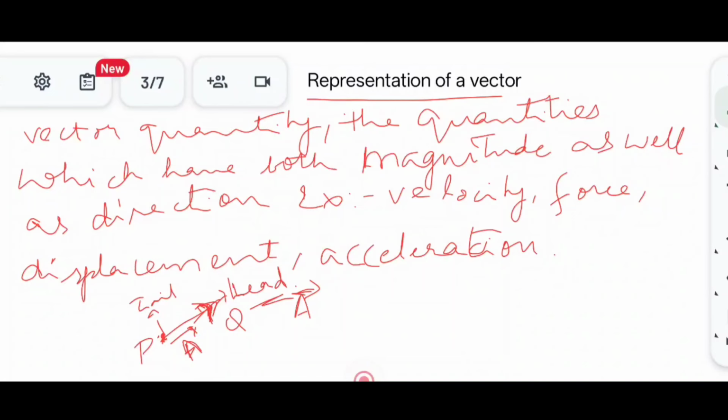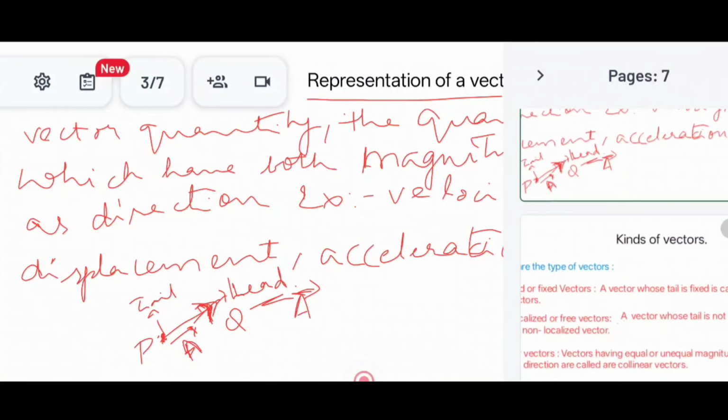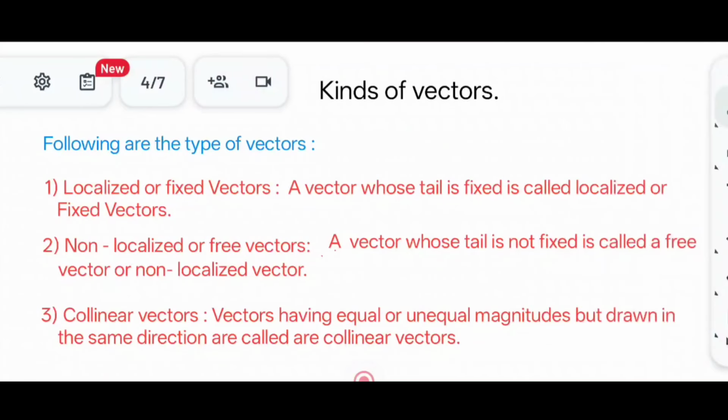Let us move on to the next slide, that is, let us see the kinds of vectors. There are some important types of vectors. Let us see the localized vectors.